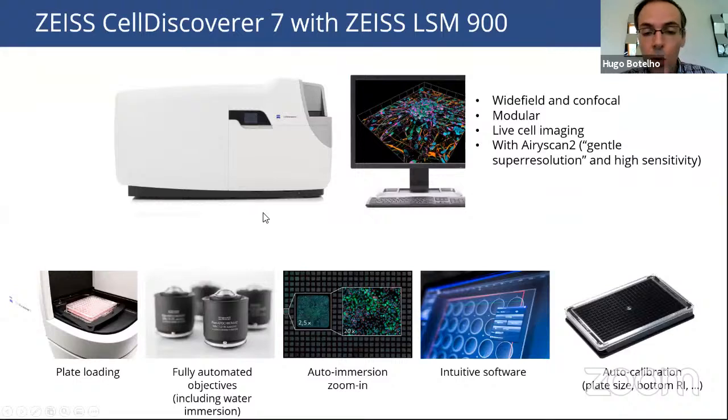The system is fully modular, so you can customize it with different numbers of cameras for wide-field imaging, with or without a confocal scan head, with and without capabilities for doing live-cell imaging. So you can have a very powerful system which can be used for live-cell, confocal, high content imaging in a box which has a very intuitive software and is easy to use. It's so easy to use that it can even detect which kind of plate it has, its dimensions and which kind of material the bottom is made of.